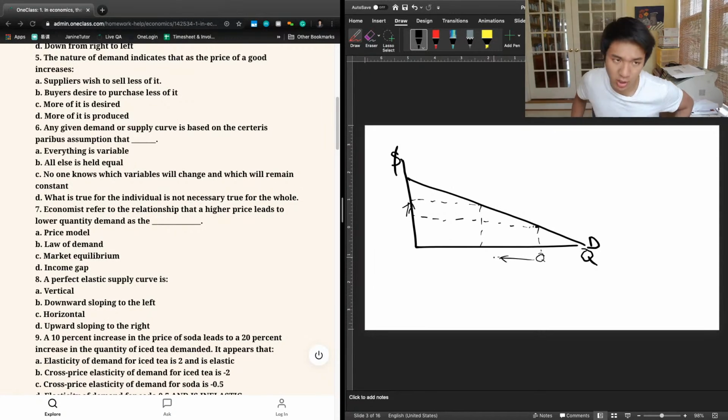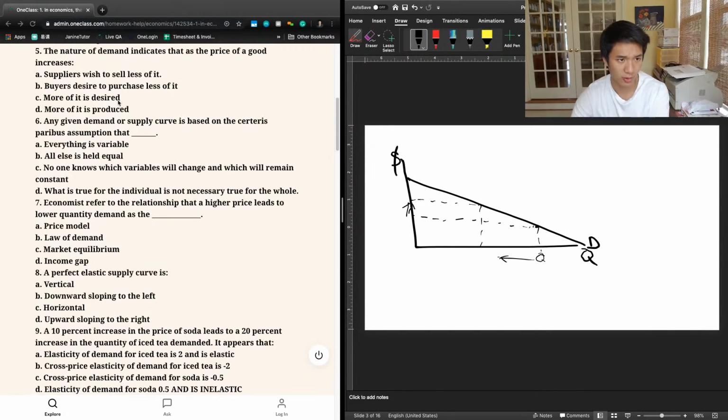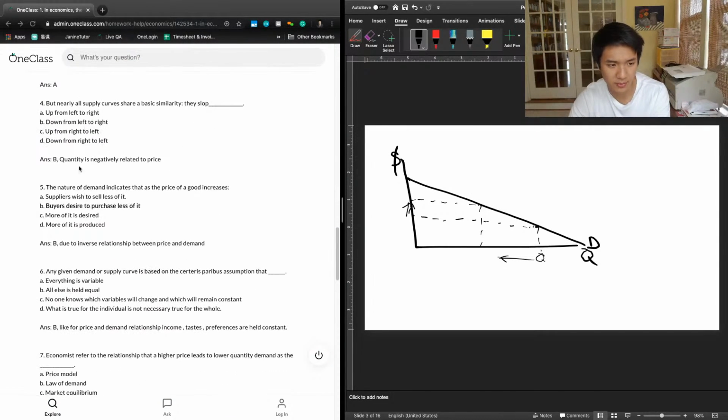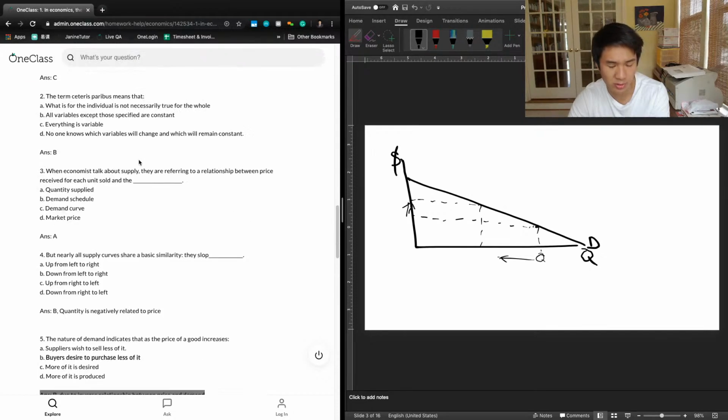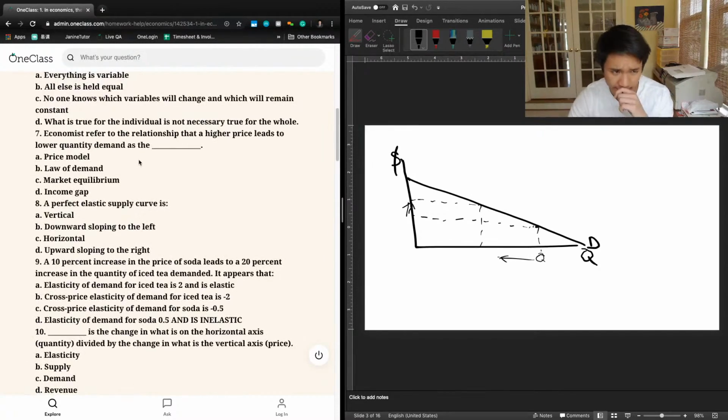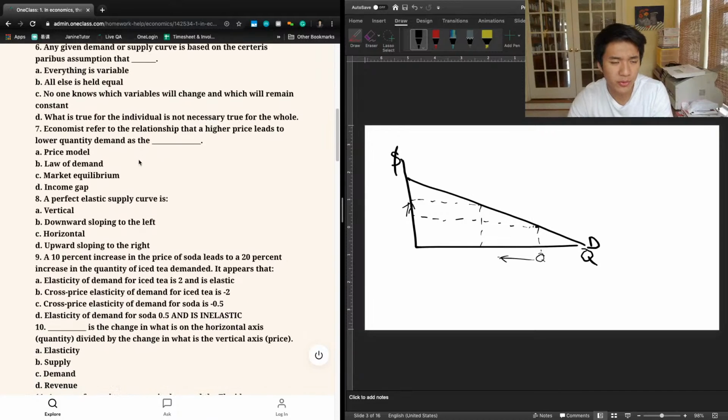That is, in fact, what the law of demand tells us. And so the correct answer here is probably going to be answer choice B, right? The nature of demand indicates that as the price of a good increases, buyers desire to purchase less of it. And none of the other answer choices are going to come close to what we're looking for. And so B is going to be the right answer for this question. And we can take a look at the previous tutor's answer. So for 5, they also chose B due to an inverse relationship between price and demand. Well, that's great. We can move on to question 6.